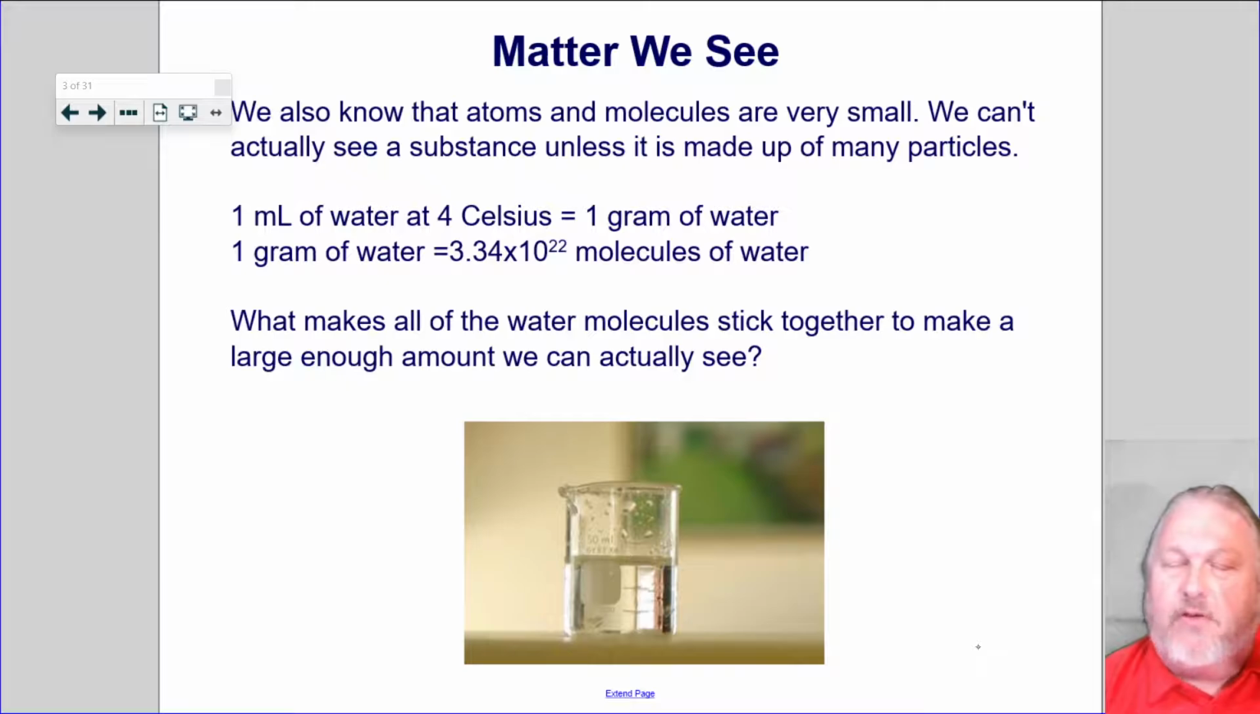So what makes all these water molecules stick together to make them the liquid water we're used to when we drink? All right, that make them where we can actually see them.